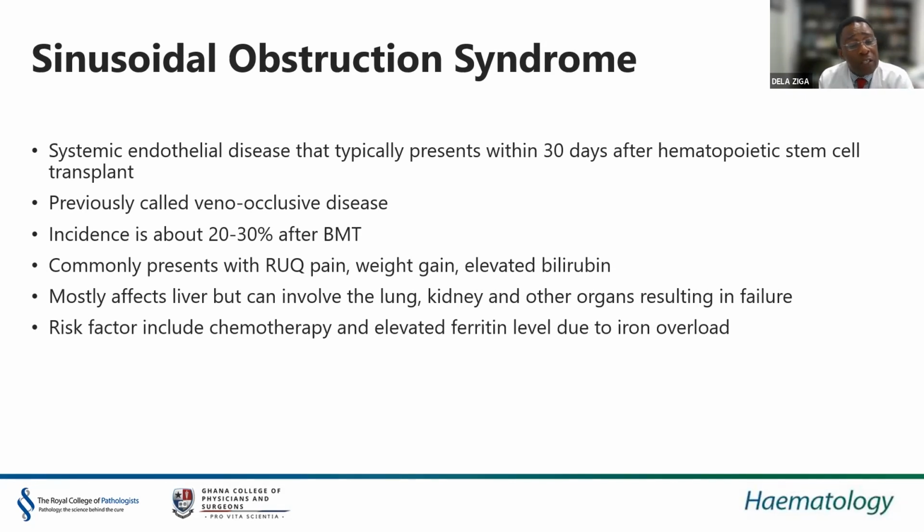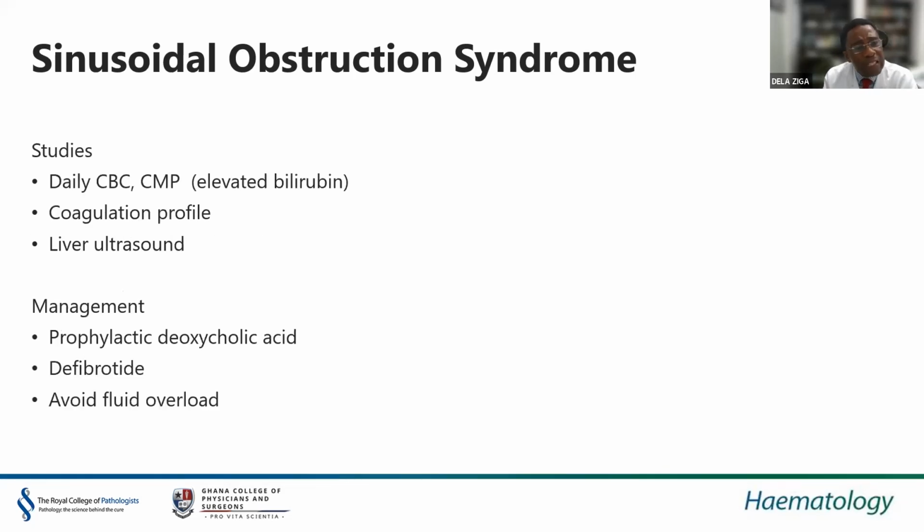The risk is compounded by chemotherapy agents and, in children with sickle cell disease, elevated ferritin due to iron overload. In patients at risk for sinusoidal obstruction syndrome, follow daily CBC and CMP, and follow the bilirubin to make sure it's not trending up. However, in children, bilirubin has not been shown to be a strong predictor. You can have normal bilirubin and still have sinusoidal obstruction, unlike in adults, where publications have shown that bilirubin is a key finding. The coagulation profile should be followed.